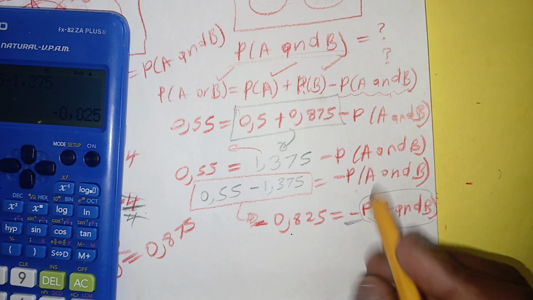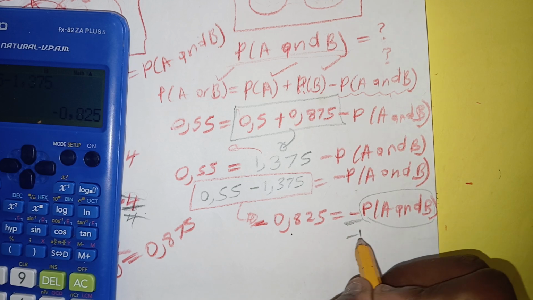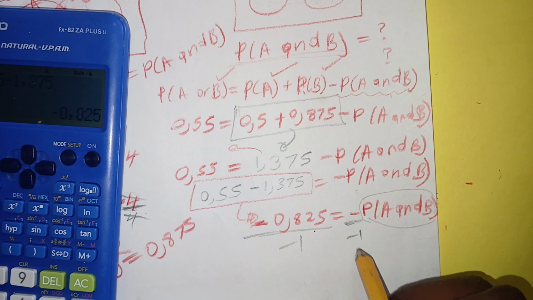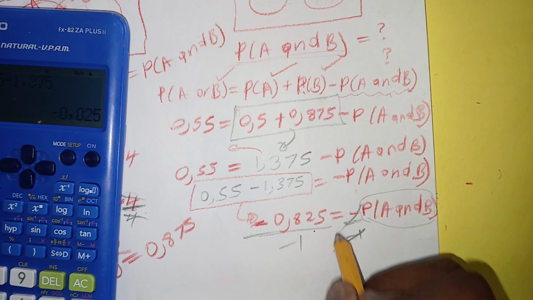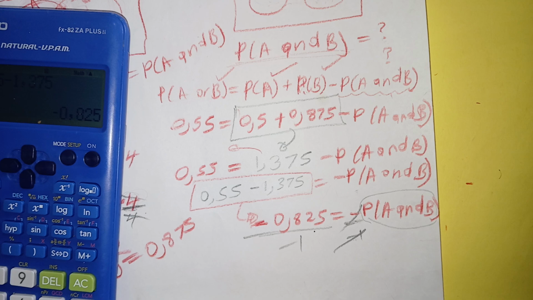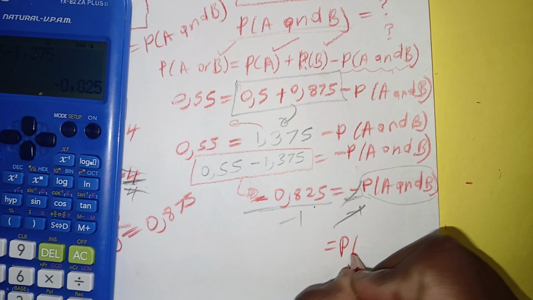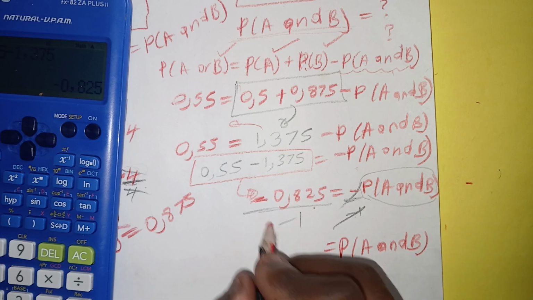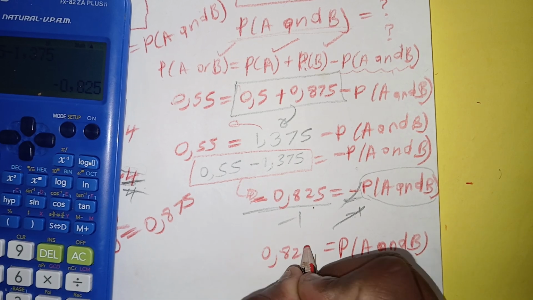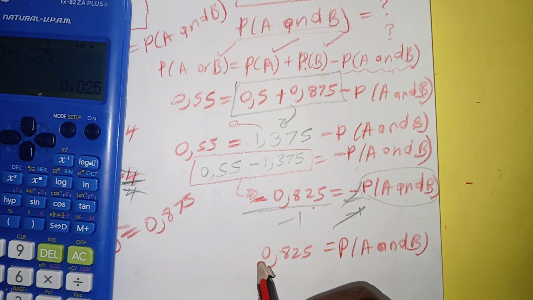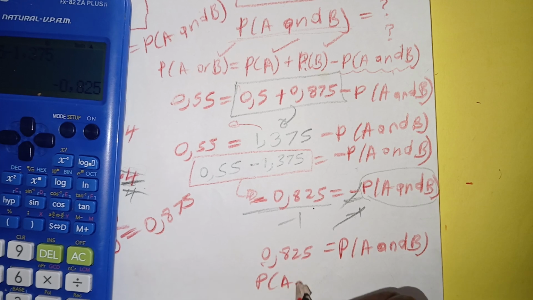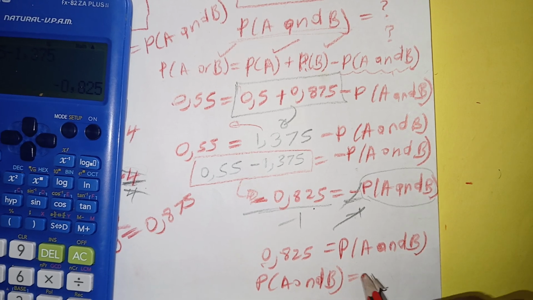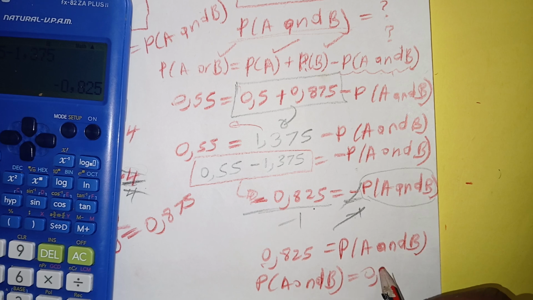I divide by it. Meaning here I'll just divide by invisible 1, divide by -1. To remove that negative, divide by -1. Cancel. Meaning now what I will get, it will be just the probability of A and B. This thing is 0,825. So this one is the answer, the probability of B. And this answer, guys, remember, it will help us with identifying.